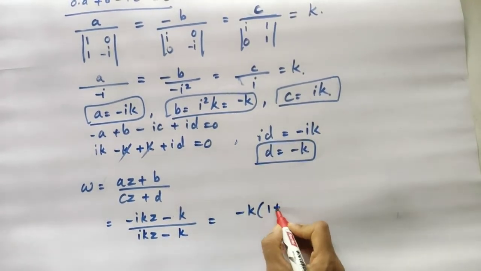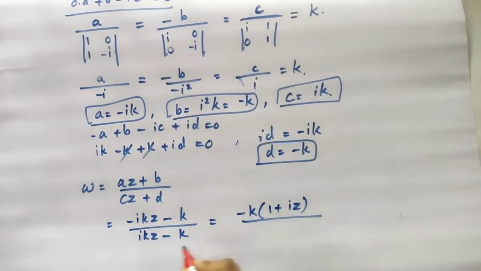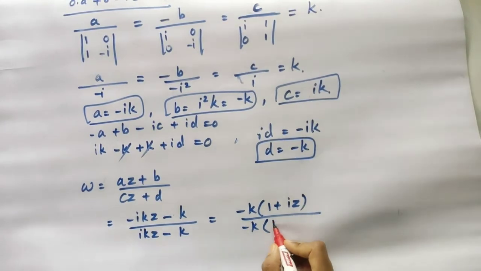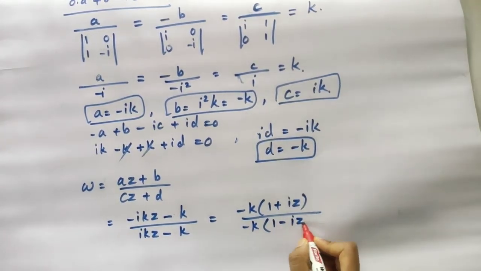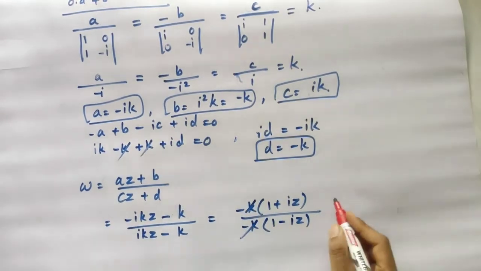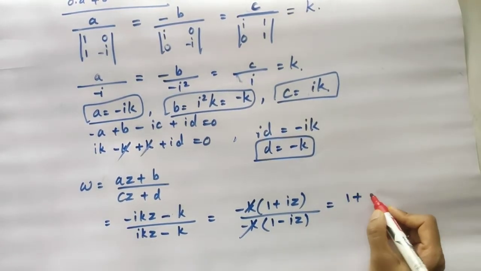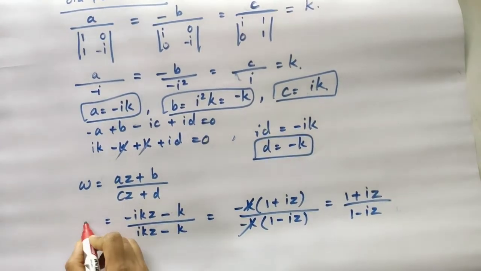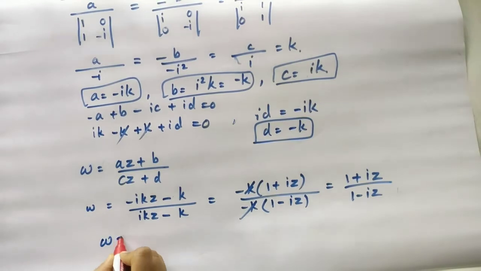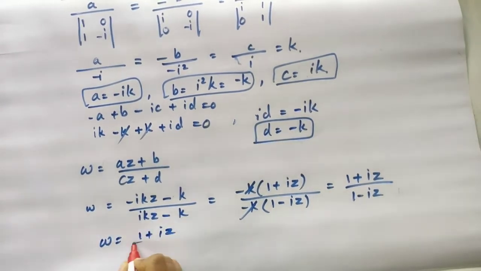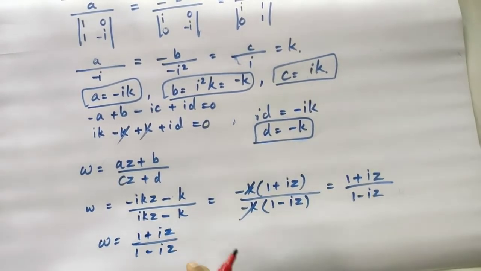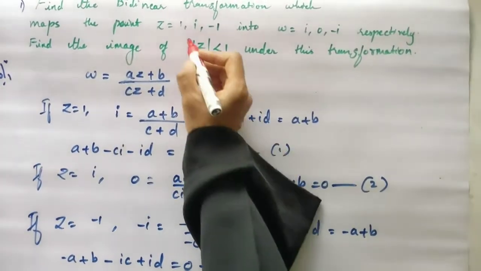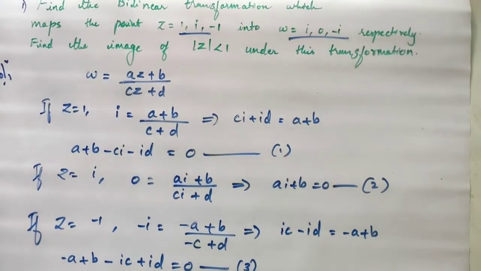I'll be left with 1 plus IZ divided by, I can take minus K common from the denominator as well, so that we are left with 1 minus IZ. Plus minus K gets cancelled. The required transformation is 1 plus IZ divided by 1 minus IZ. So we have got the required bilinear transformation W, which is mapping these 3 points to these 3 points. So half the work is done here.